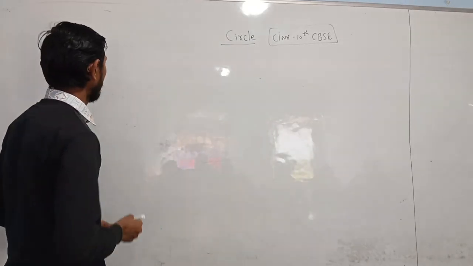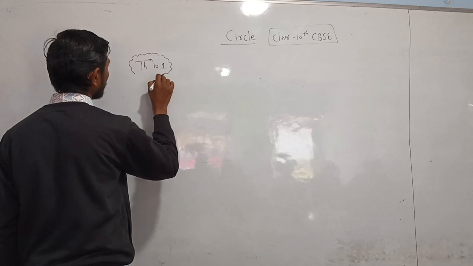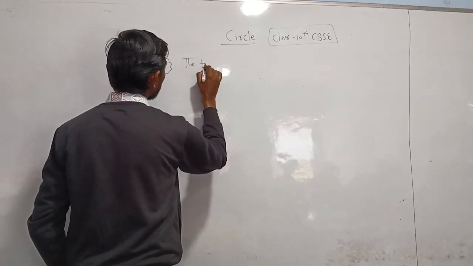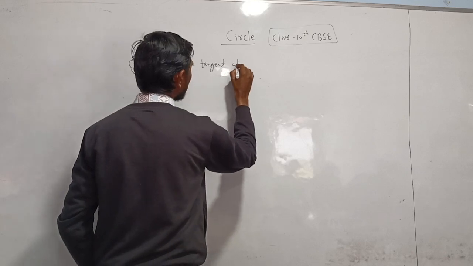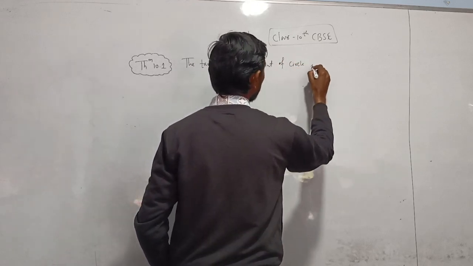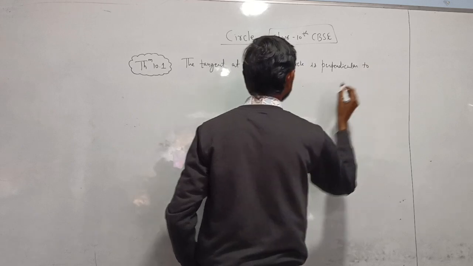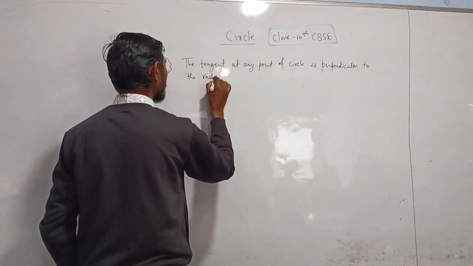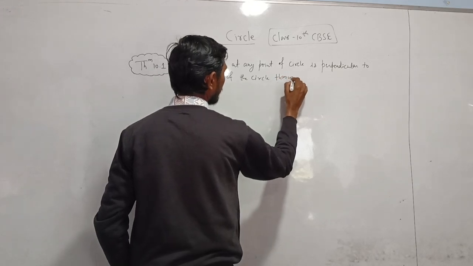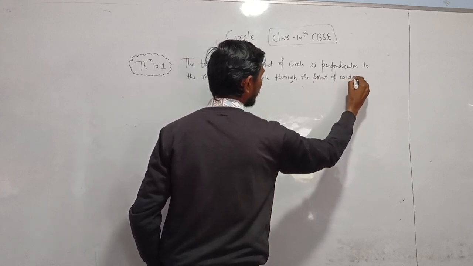Now there is a theorem, 10.1. The theorem is: the tangent at any point of a circle is perpendicular to the radius of the circle through the point of contact.